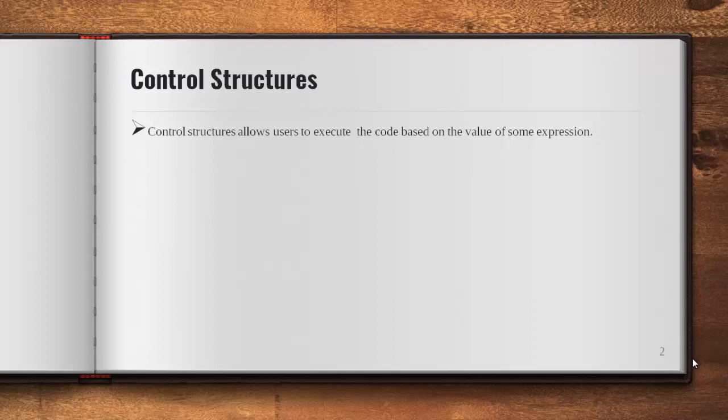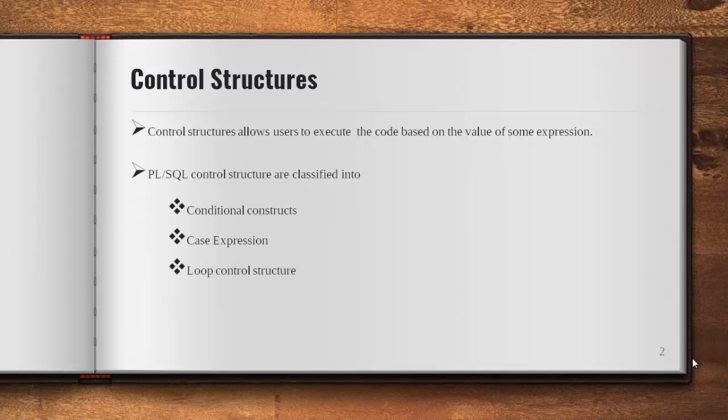So we know plenty of things about control structures because we have learned them in the past in our C and C++. In the same manner here also the control structure plays the same role. But here the control structures are classified into three different categories in PLSQL. Number one is conditional constructs. Number two is case expression. Number three is loop control structure.